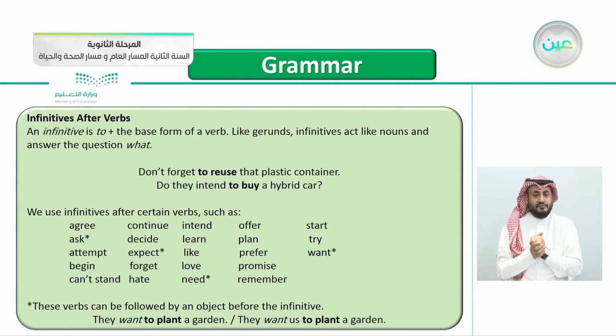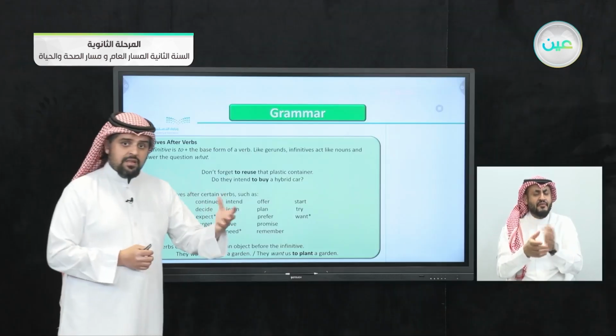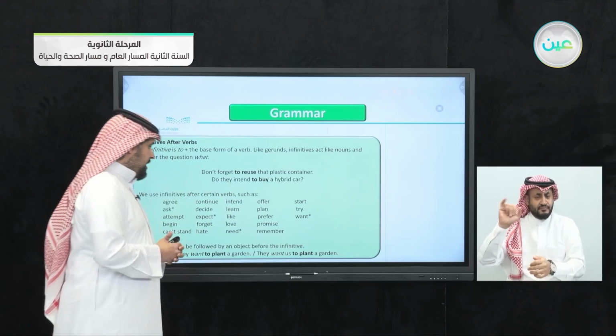So notice here the verb forget comes before the infinitive to reuse, and the verb intend comes before the infinitive to buy. We use infinitives after certain verbs such as agree, ask, attempt, begin, can't stand, continue, decide, expect, forget, hate, intend, learn, like, love, need, offer, plan, prefer, promise, remember, start, try, and want. So these are the verbs. Then you can put after them the infinitive to act as a noun.